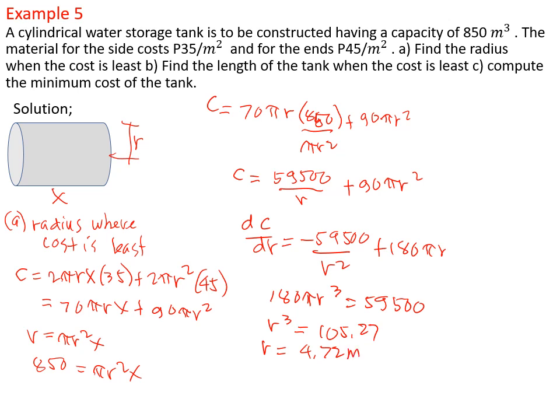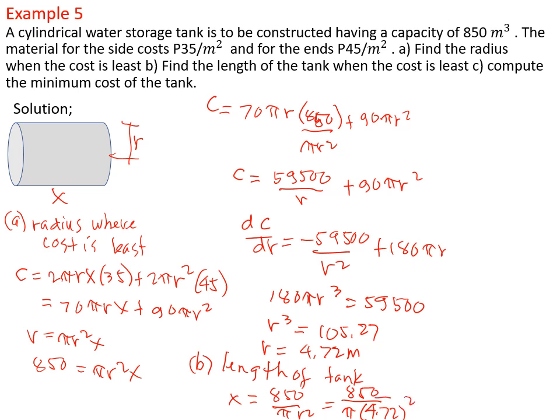So letter B, the length of the storage tank. x equals 850 all over pi r squared, 850 over pi times 4.72 squared, equals 12.15 meters.